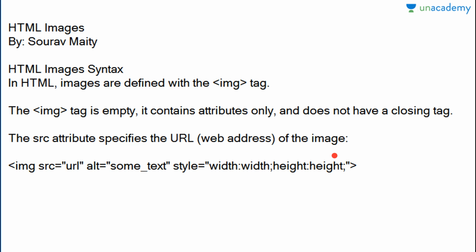So the syntax is this: img src, meaning source, is equal to double quotes URL. Alt is for alternate text, that is, if the image is not present in the folder then the alternate text will be displayed. Alt is equal to some text. Style is equal to, where we define the attributes. Width, we define the width. Height, we define the height. So these are the attributes that we set for the image.